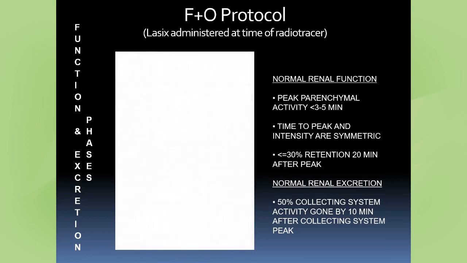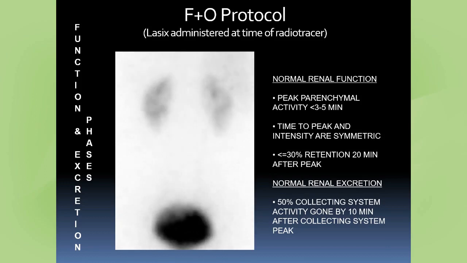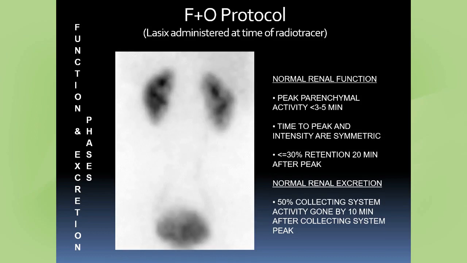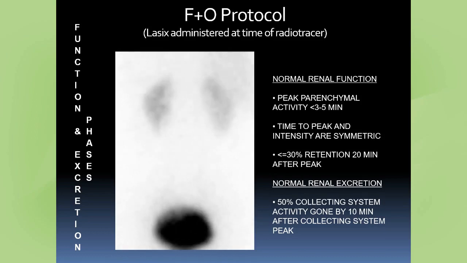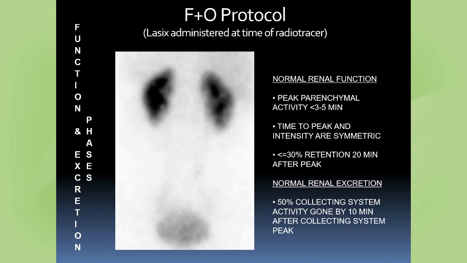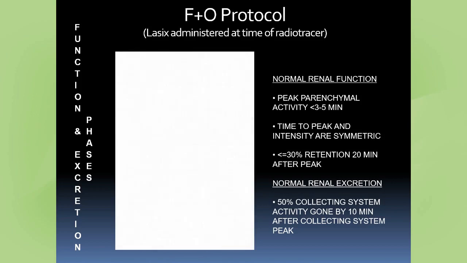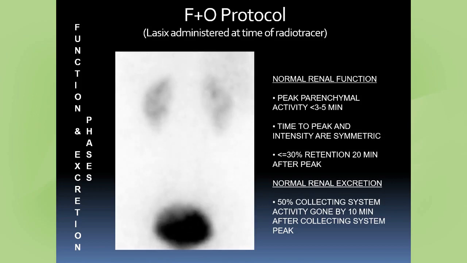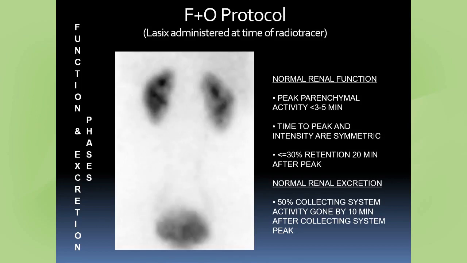And then you want, in a normal, healthy patient, to see that parenchyma wash out. It wants to clear out. That means the radiotracer is getting passed through the parenchyma and not being held up due to some underlying dysfunction. Ideally, 20 minutes after that peak, you should have less than 30% retention. And then for normal renal excretion, you want to see that collecting system empty out, with less than half in there 10 minutes after time to peak.